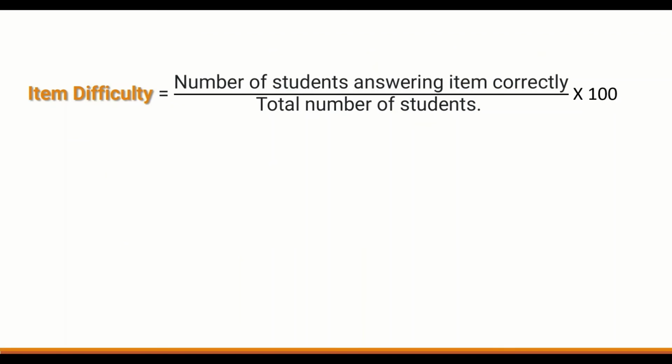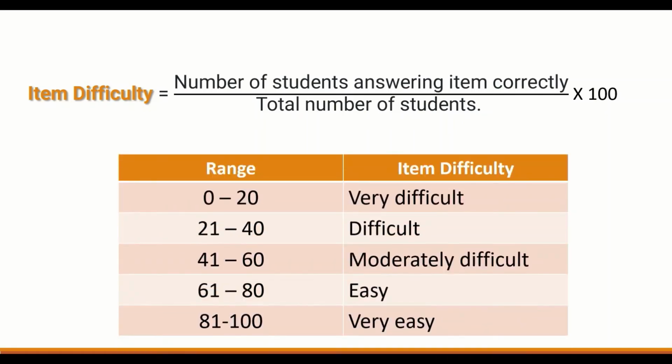The way to calculate the item difficulty is to use the following equation. Count the number of students answering the item correctly, divide that by the total number of students, then multiply the product by 100 to generate the item difficulty. The table below classifies the questions according to the value of the item difficulty.